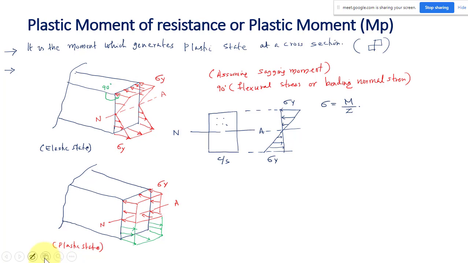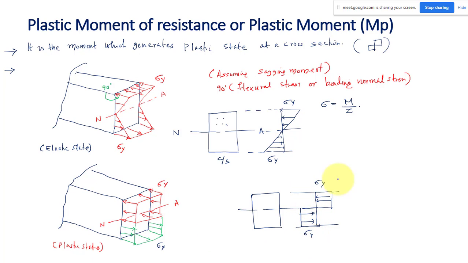So in the simple 2D drawing, how will you draw this? Everywhere I have sigma y. This is compression, this is tension. So the 2D drawing will be something like this. I have the cross section. This is my plastic neutral axis, and this is my stress block. So all the section has reached the same value. It is my compressive stress and it is my tensile stress.